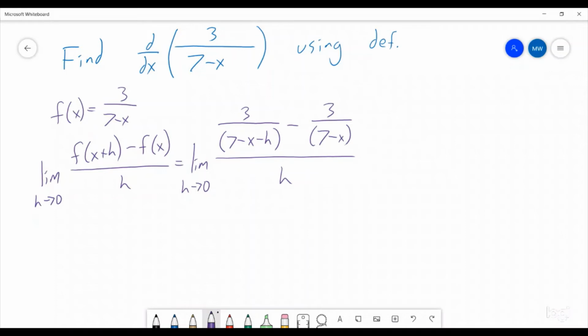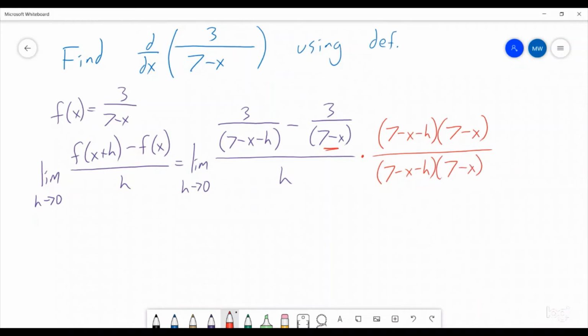And now we need to try and simplify. The way I'm going to do this is I need to somehow get rid of this piece. So what I'm going to do is multiply the entire thing by 7 minus x minus h, but then I also want to get rid of this piece, so I'm also going to multiply the top by 7 minus x. Now I can't only multiply the top by stuff, so I'm going to have to multiply the bottom by those same things, because this is now just multiplying by 1. So I multiplied the top by what I wanted, and then I multiplied the bottom by what I needed to in order to keep everything still equal.